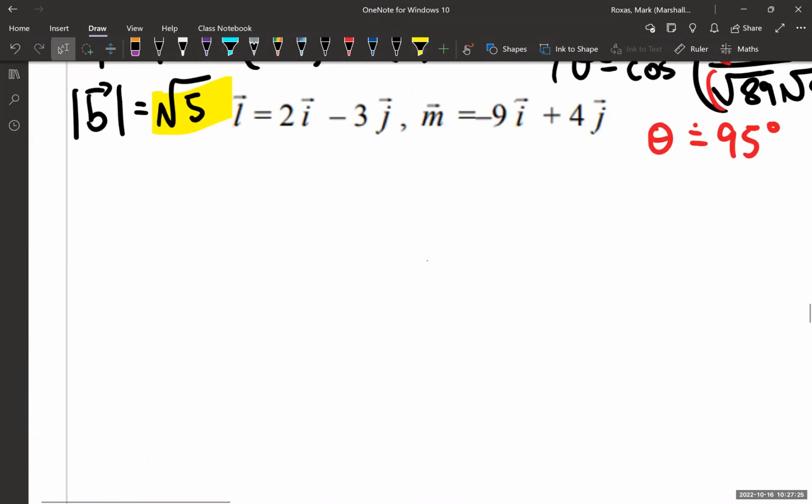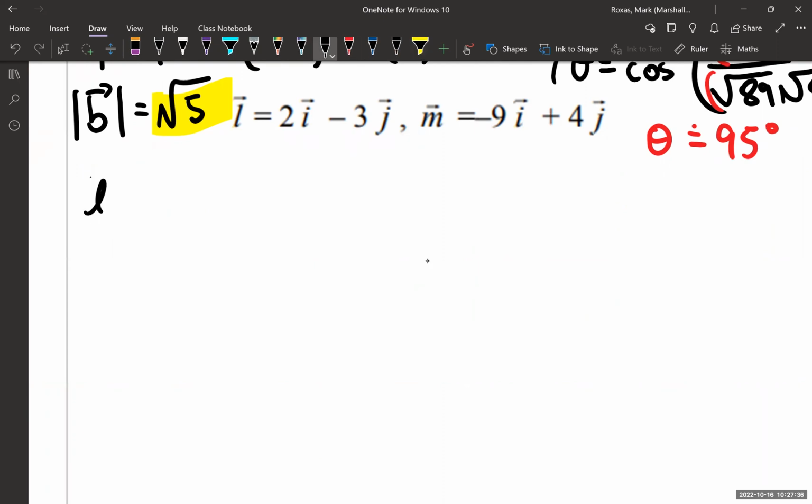Here I have vector L, which is 2i minus 3j. In algebraic or Cartesian form, let's do my L's like this. I'm going to change the thickness of my pen. Actually, that might help. So L is going to be 2 for the x component and minus 3 for the y component. And vector M is going to be minus 9 for the x component and 4 for the y component. So I just read those: how many i's, how many j's? The i's are the x component, the j's are the y component.